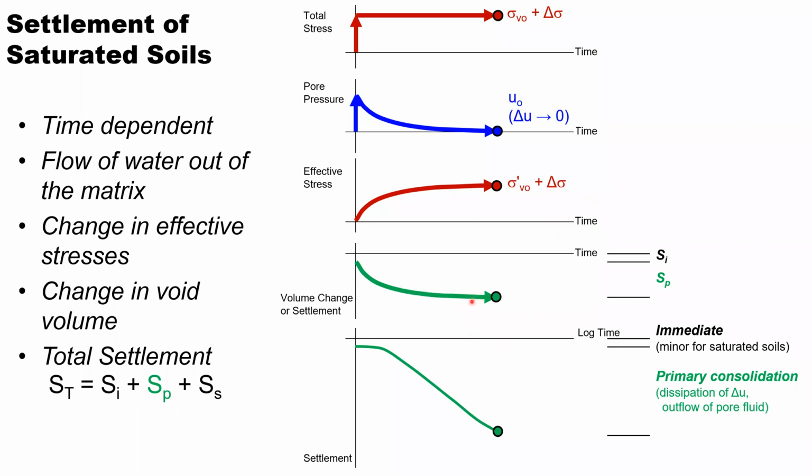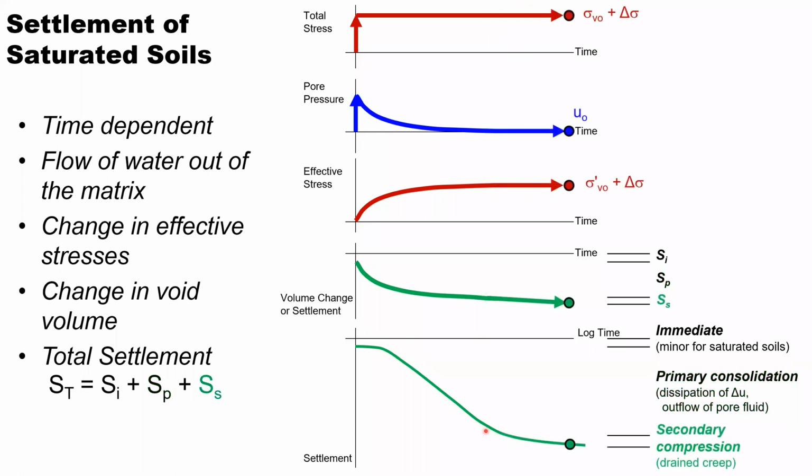The void ratio decreases, the ground settles. We call that primary consolidation. That occurs as excess pore water pressures due to a change in total stress dissipate. In arithmetic space, it looks an awful lot like a hyperbola. In semi-log space, this portion is more of a straight line. Over time, even though the effective stresses remain constant and our excess pore water pressures have dissipated, there's going to be continued distortion that we often call secondary compression or creep.